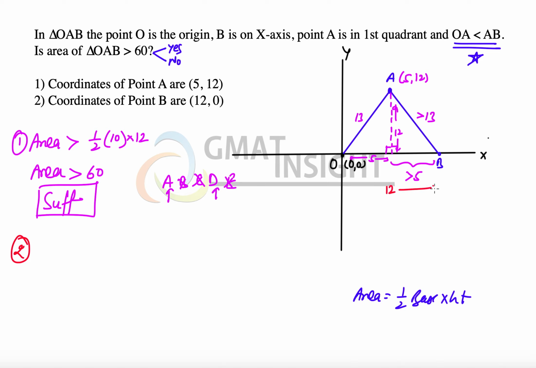That means this distance is 12. But in the absence of height, we can say the area of this triangle will be half of base, which is 12, times the height. But height can be anything. It can be 0.001, which will lead us to an area value which is very, very small, and it could be equal to 1000 as well. That will have area far greater than 60.